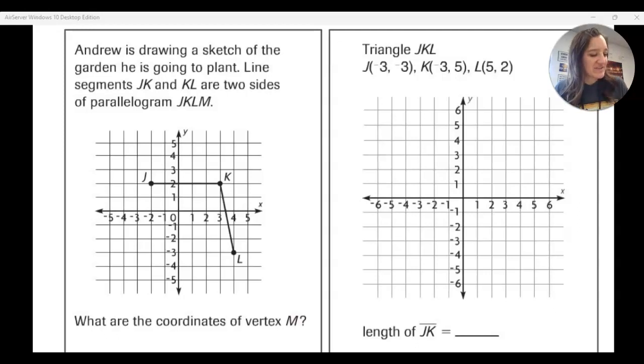Okay, so I'm going to see that there's 1, 2, 3, 4, 5 units between J and K, which means there'll be 1, 2, 3, 4, 5 units between L and M. Does that look parallel if I drew it correctly? Yeah, it looks pretty parallel. The other way that I taught you is let's go 1, 2, 3, 4, 5 up, 1 over. 1, 2, 3, 4, 5 up, 1 over. And I see that they are parallel that way. So the coordinates for M are -1, -3.